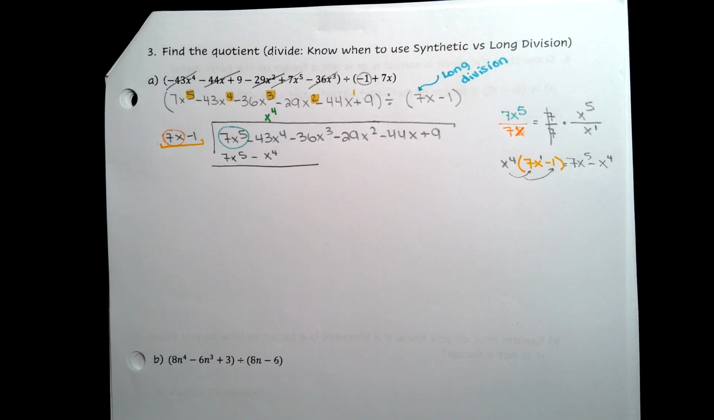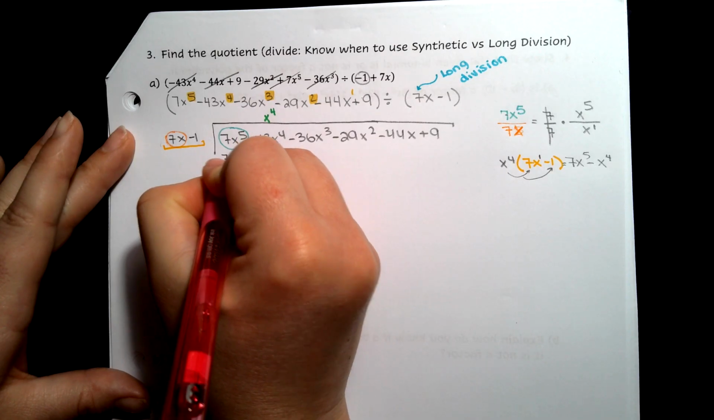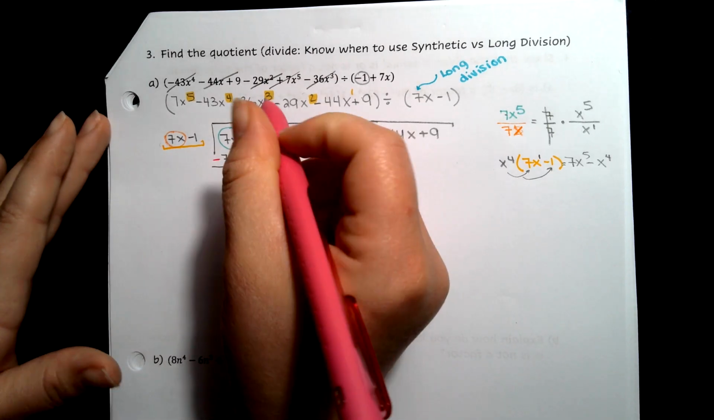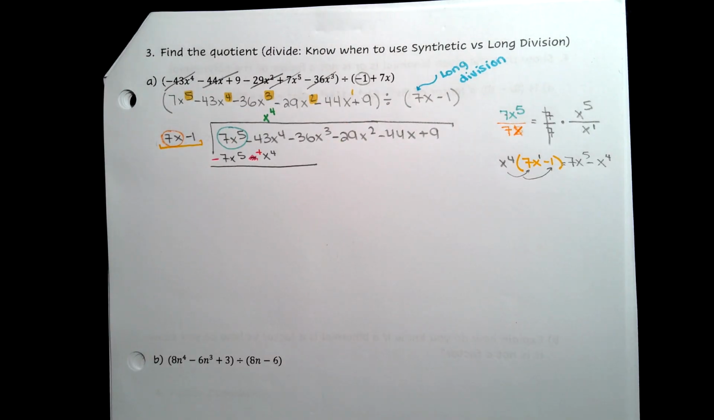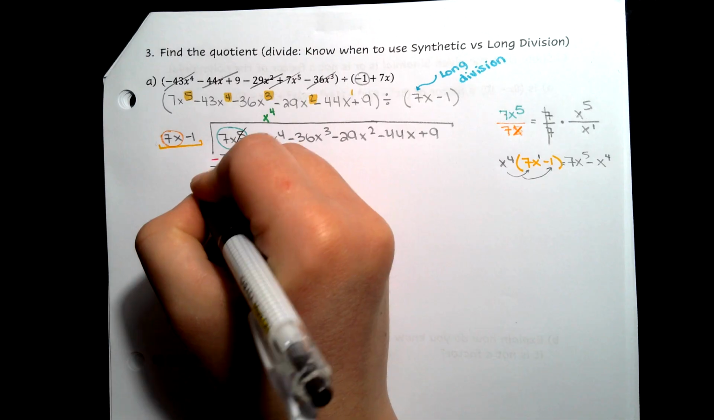Now this step is very important. You're going to be changing the symbol. So if this right here, the 7x to the 5th power, is positive, make it negative. And this one's negative, we're going to make it positive. Now we're just going to add. And again, if you've done the steps correctly, this will be removed.